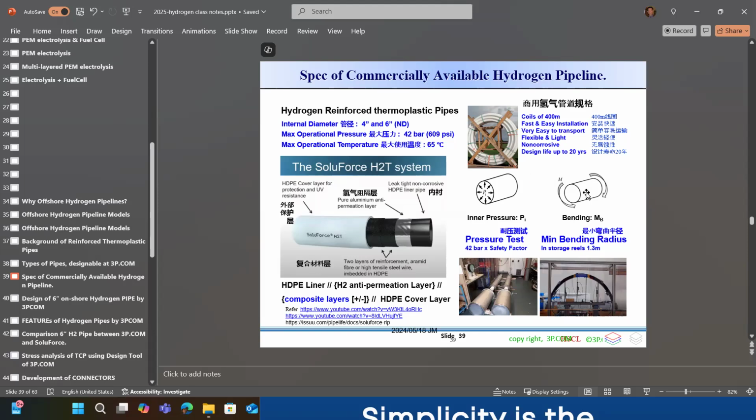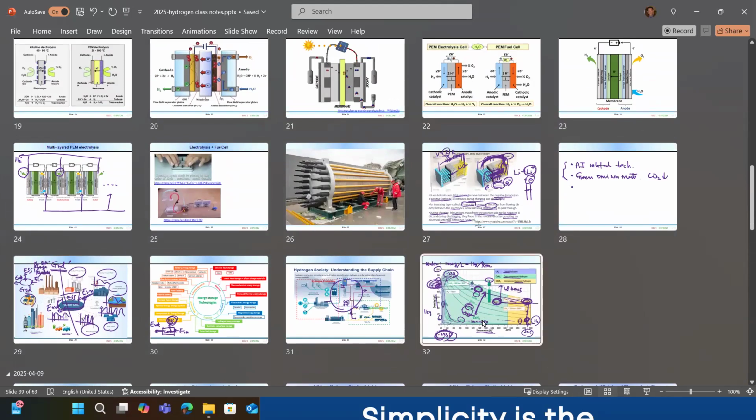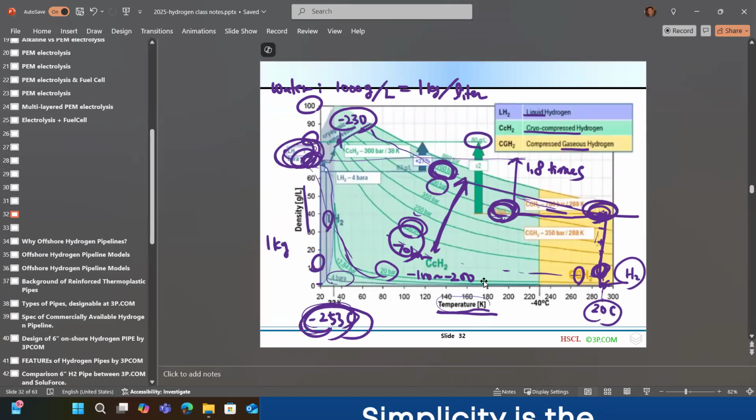So the pipe has to support this bending moment, and at the same time it has to support all the internal pressure. Well, how much is the internal pressure? Here it says 42 bar, which is not high, but these days usually 70 bar is the one. So 70 bar, as you can see here, 70 bar.